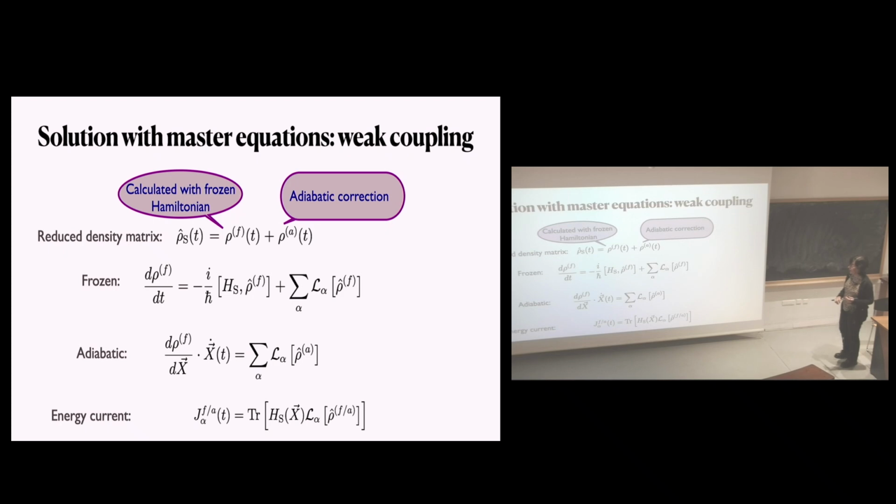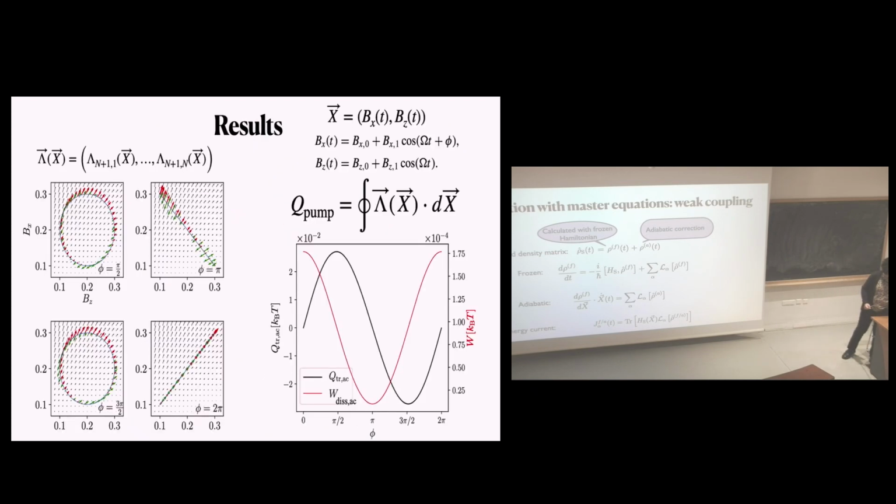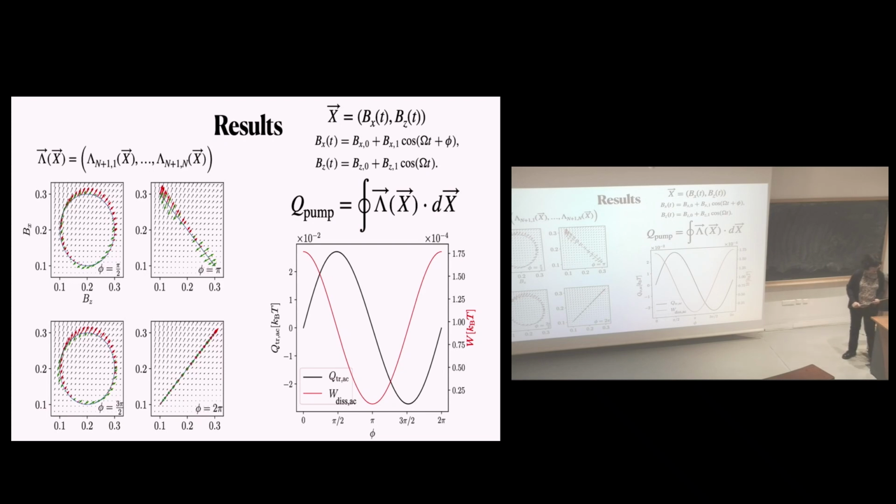And I explained last time how to calculate the work done by the forces when you have driving. Within this formalism, you can calculate the heat flowing between the 2 reservoirs, and it is given by the trace of the Hamiltonian times the Lindbladian part. And you have some frozen component and some adiabatic component, as in the case of the dissipation.